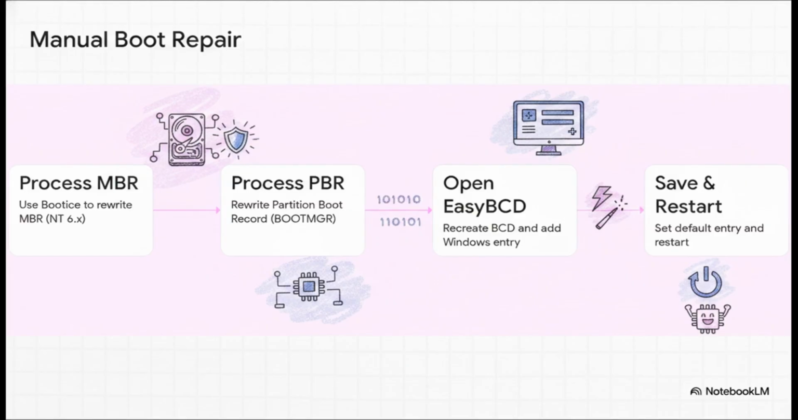You just add a new Windows entry, point it right at your C drive, hit Save, and restart. Just like that, with a few clicks, you've manually rebuilt the very foundation of your computer's brain.